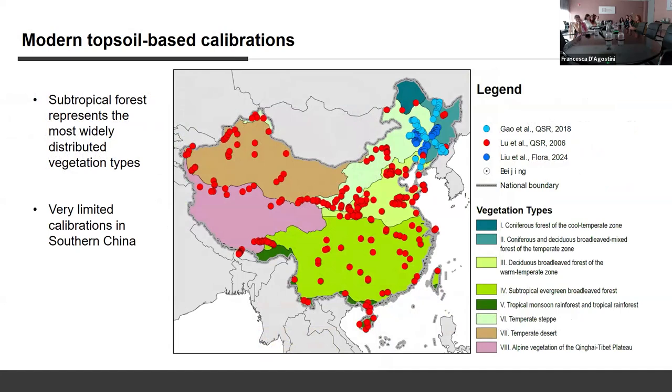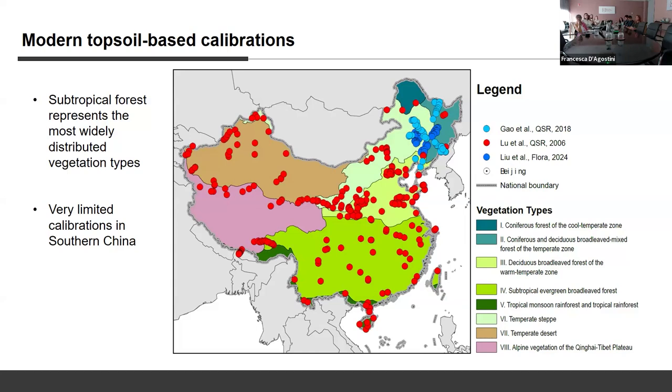In my last postdoc, I worked with marine geology. I wanted to know what the phytoliths in marine sediments are, but before that, every phytolith particle in marine sediment came from the land. So I want to know about the terrestrial input to the ocean. After I gathered many modern calibration sites of phytoliths, you can see we didn't have enough topsoil samples in the southern part of China. There are many reasons to explain this.